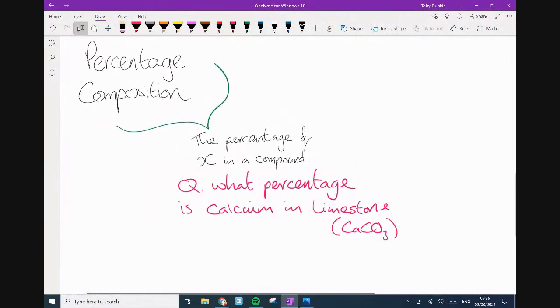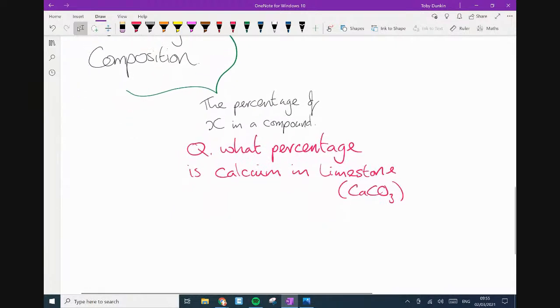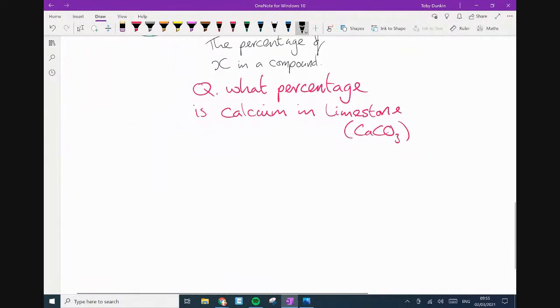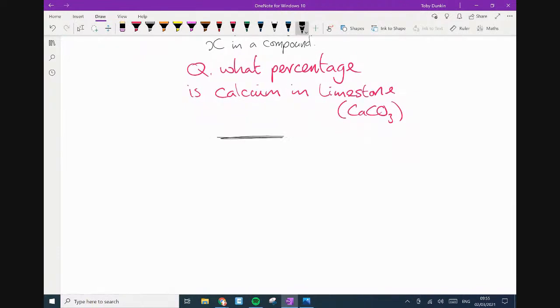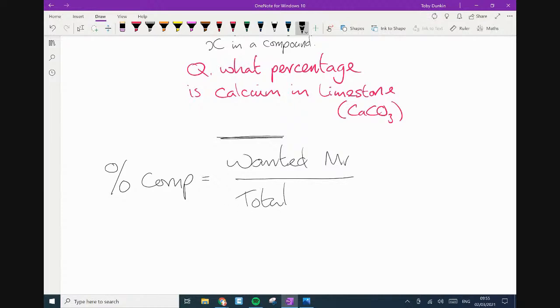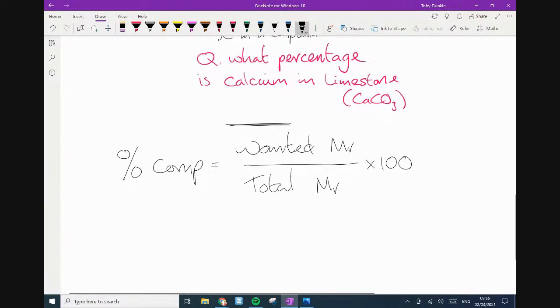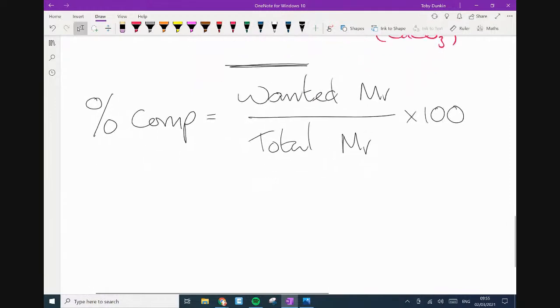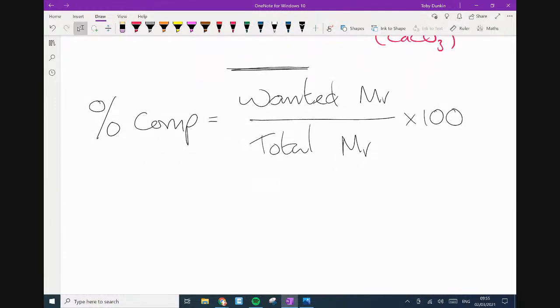So the percentage composition is simply stating what percentage is something in a compound. It's a nice, easy lesson today. So the first thing is we need an equation. Percentage composition equals wanted MR over total MR times 100. That's it. Now this will make more sense when you guys start doing the questions.